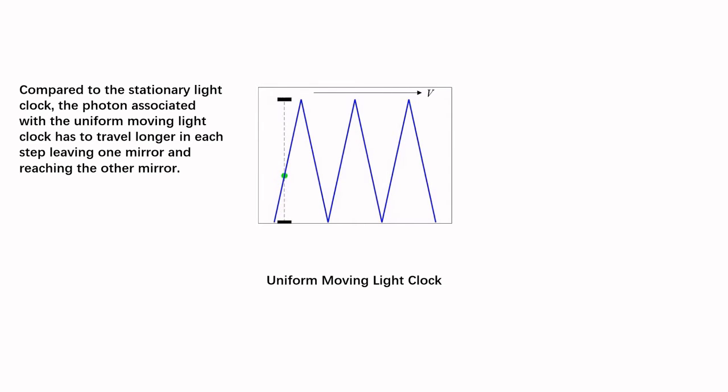Here we show a uniform moving light clock. In this light clock, it moves with a constant velocity v towards the right side. Compared to the stationary light clock, the photon has to travel longer in each step, leaving one measure and reaching the other measure. And this longer trajectory causes time dilation. Okay, here we can see that this kind of pattern can construct a light clock. We call it a uniform moving light clock.